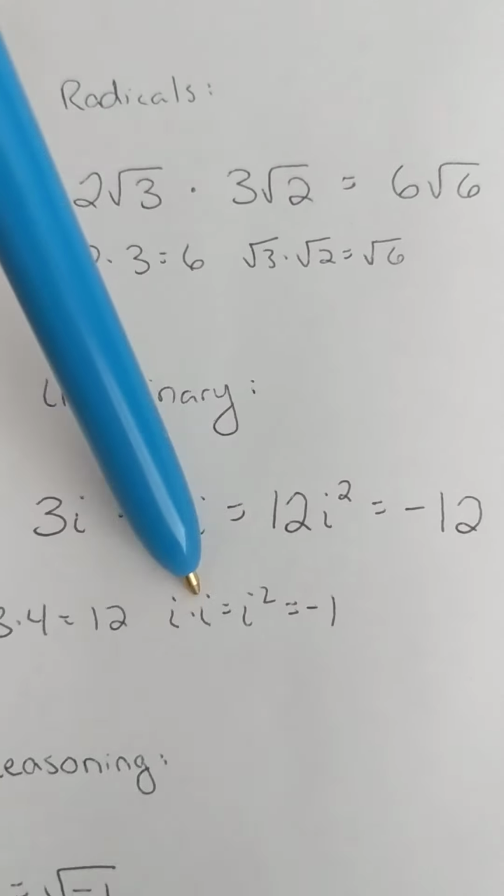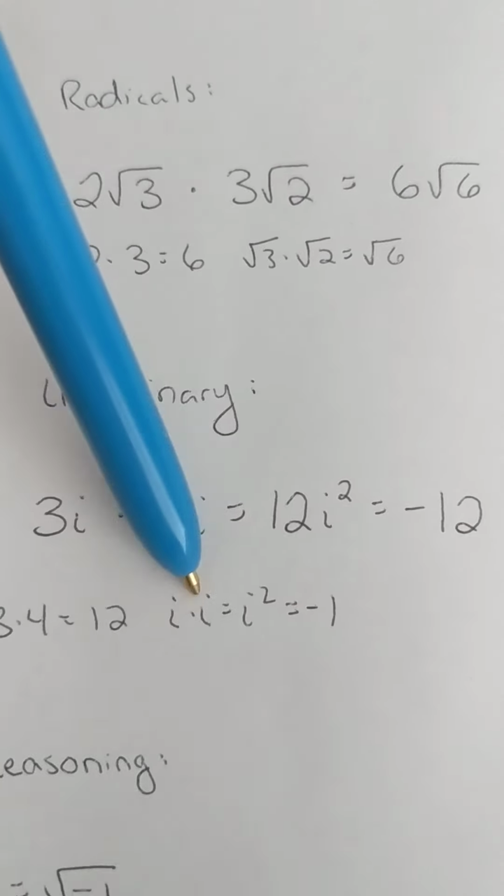Now, i squared is the square root of -1 squared. So when we square a square root, they cancel. Or the square root of -1 times the square root of -1, the square roots cancel out, we get -1. So up here, I have 12 times -1, and 12 times -1 is -12.